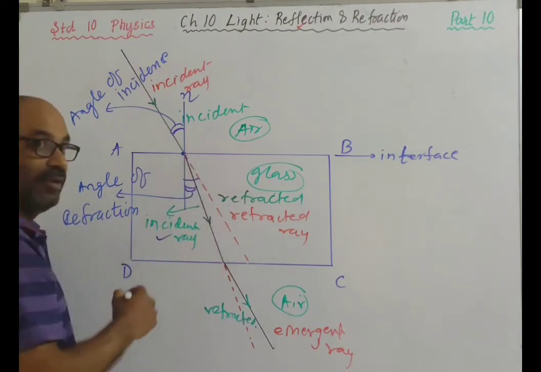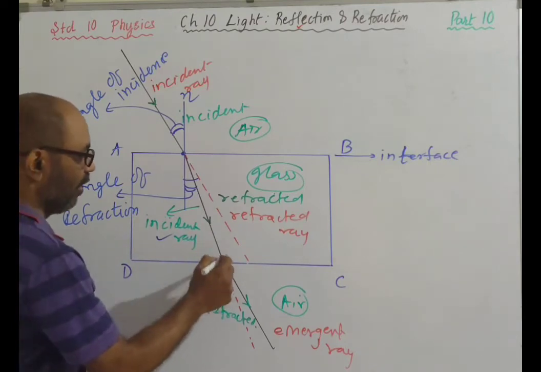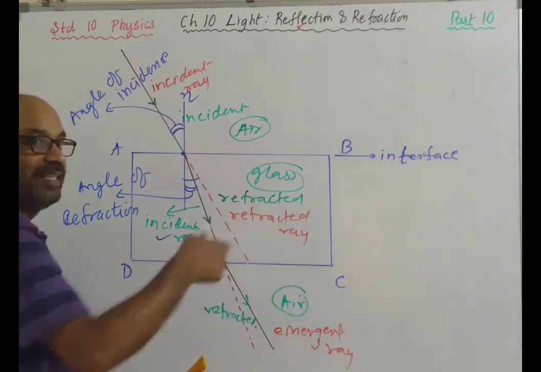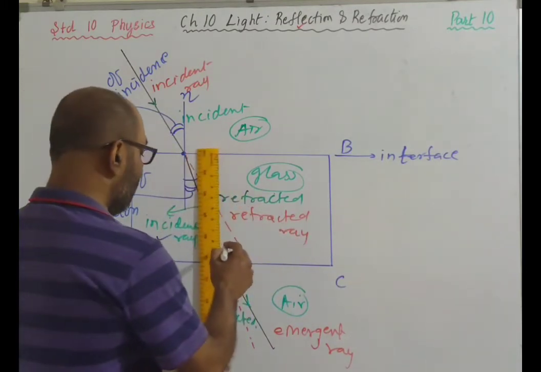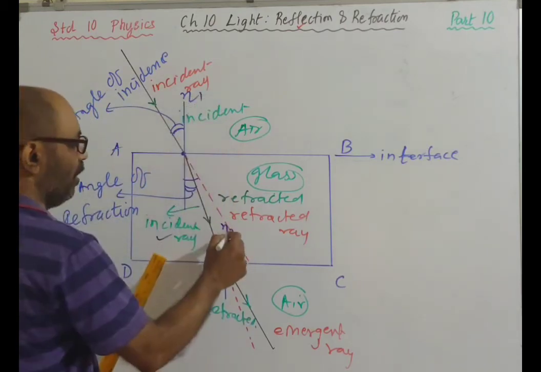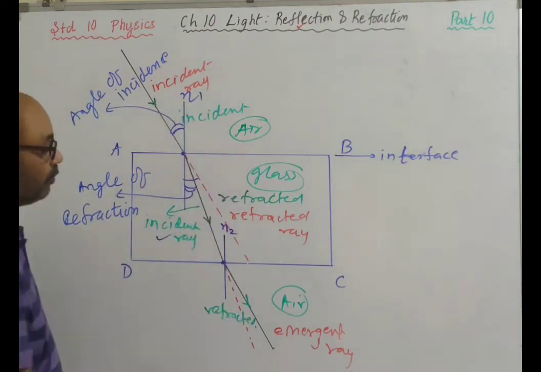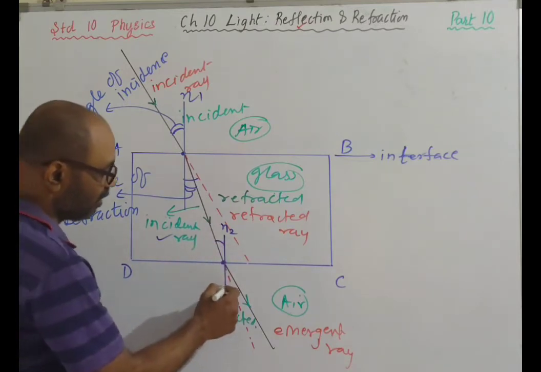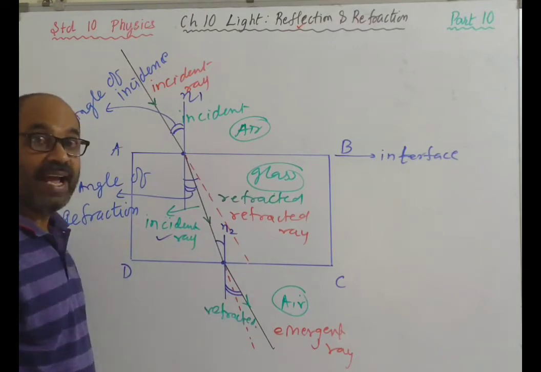As I said, we can call it the incident ray. And this is the point of incidence, and the interface will be CD. At the point of incidence, I'll draw the normal. Okay, this is normal, normal 1, normal 2. This is the angle of incidence and this is the angle of refraction.